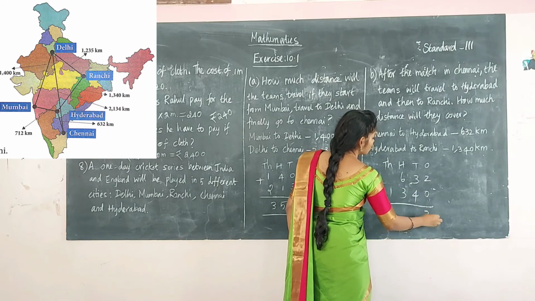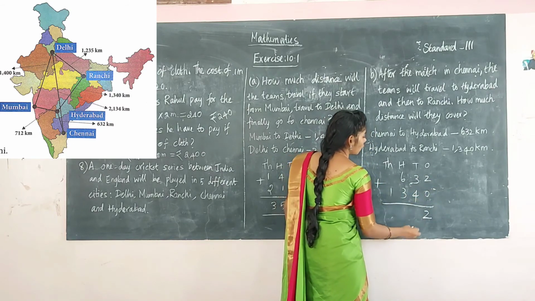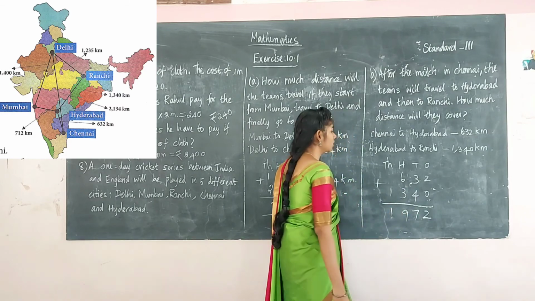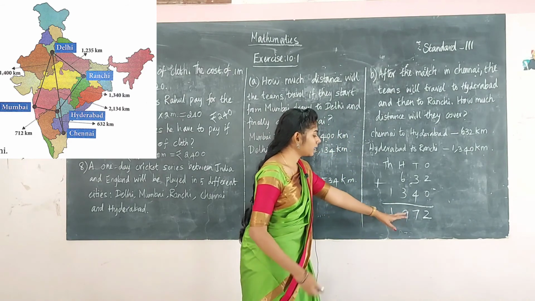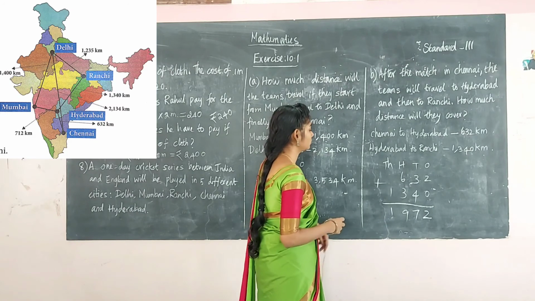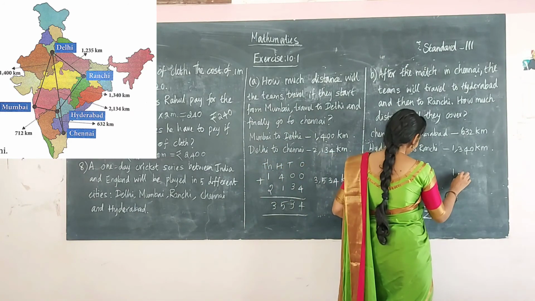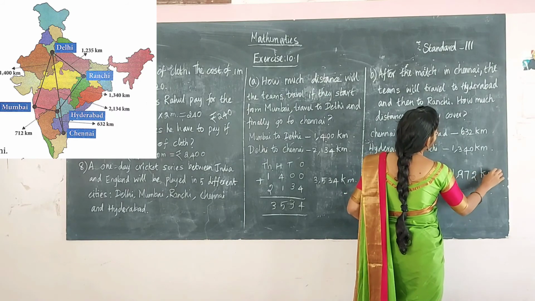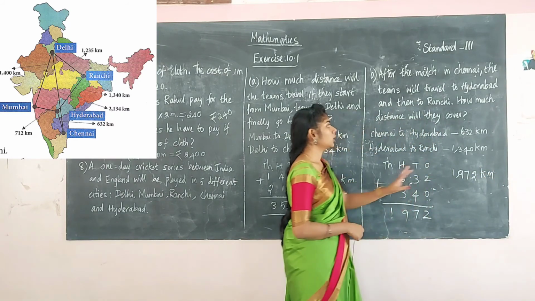In the ones place, 2 plus 0 is 2, 3 plus 4 is 7 and 6 plus 3 is 9 and 1. So the answer is 1972. So you have to write in kilometers and you have to give the comma also. They have covered 1972 kilometers.